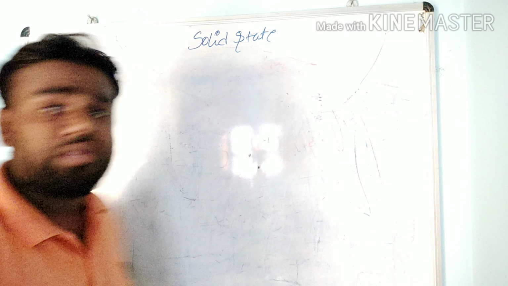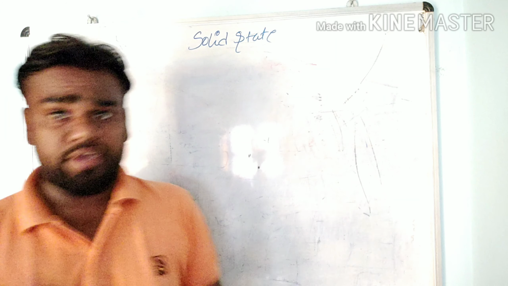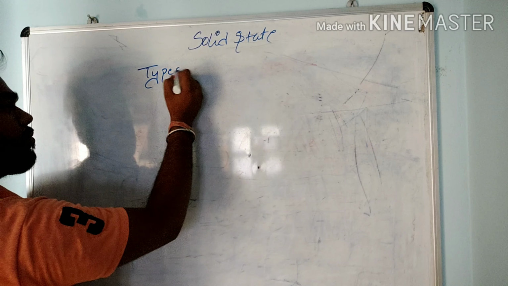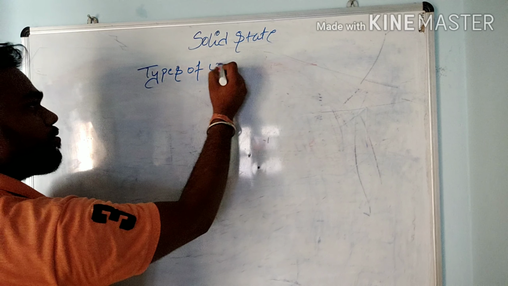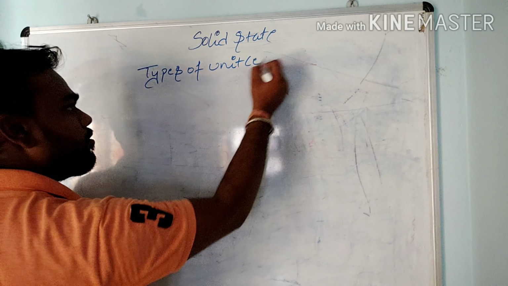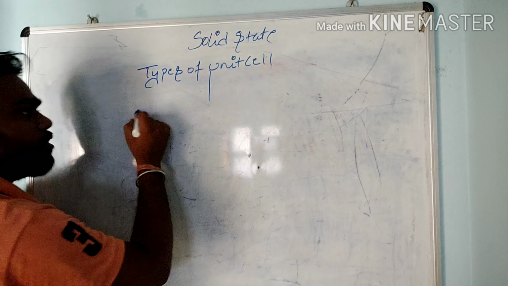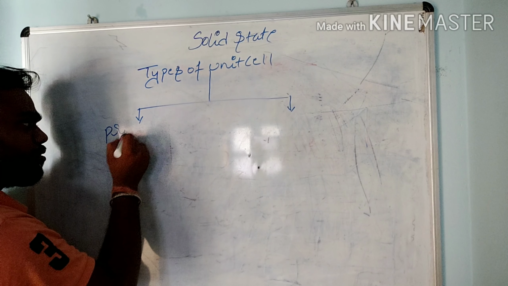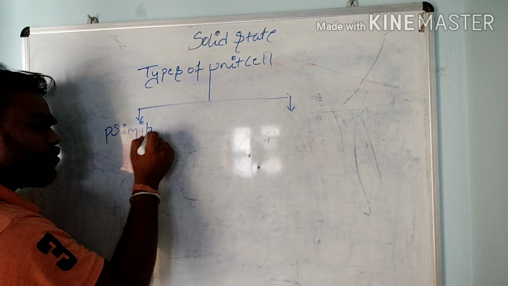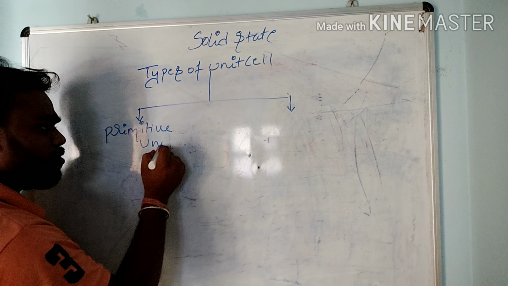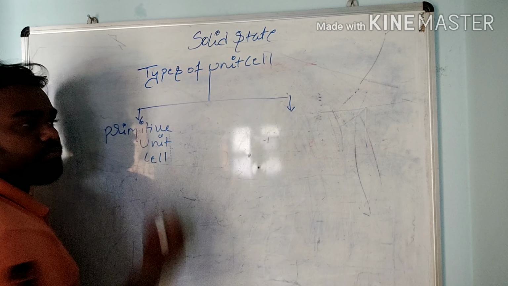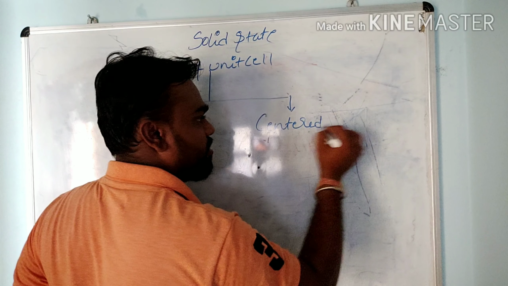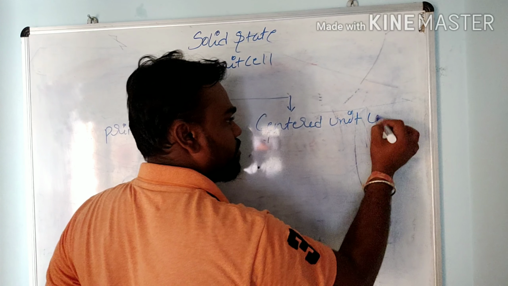Today we're going to discuss the types of unit cell. There are two types. That is primitive unit cell. Another one is centered unit cell.